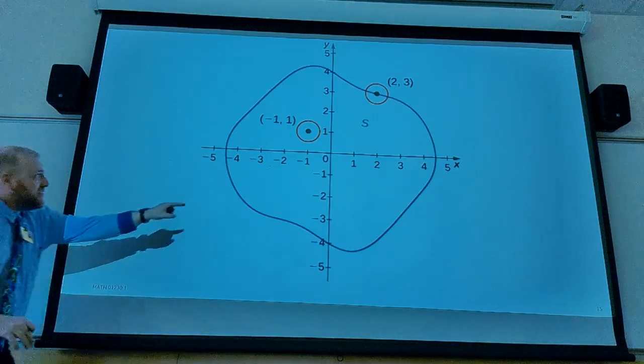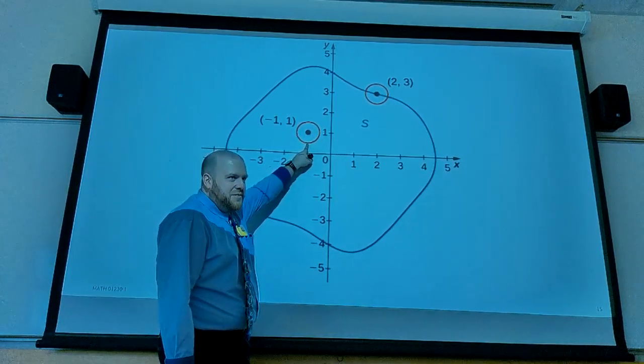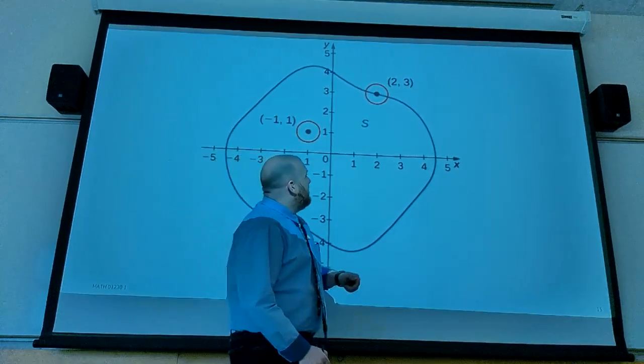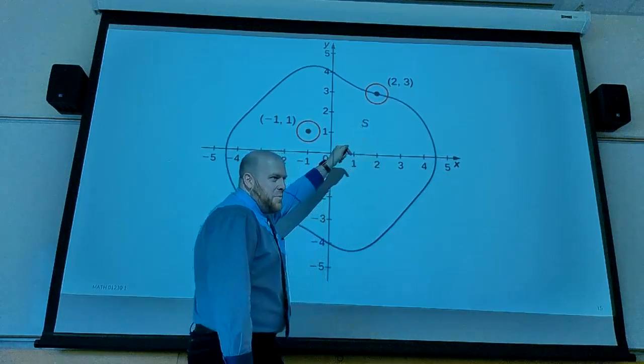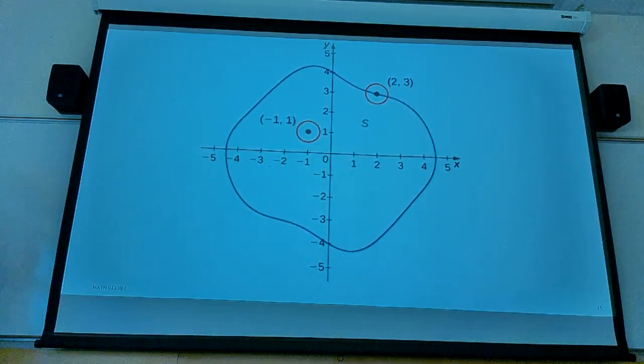Right. So this is interior. You can draw a delta disk centered around it that's contained entirely in S. That would be a boundary point because no matter how small you make that delta disk, it's always going to be both inside and outside of your set.